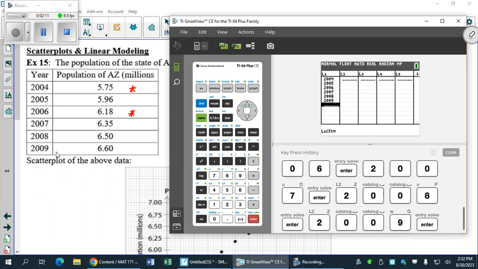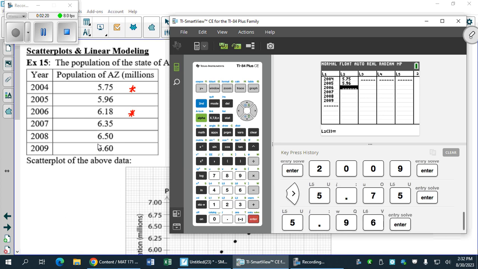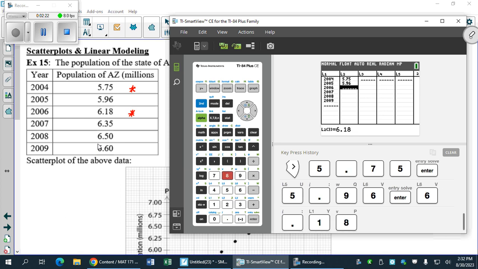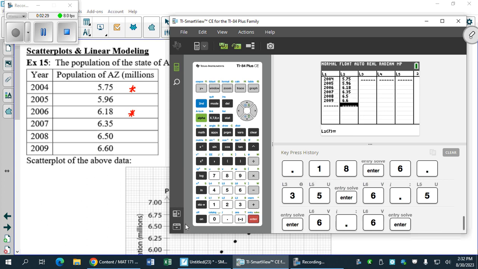And then once you've got your years in, I'm going to right arrow over to L2, and I'll put in the population of Arizona. Your 2 lists always have to be balanced. You can't have more in one list than the other. It's easy to mistype, so it's always a good idea to look at what you've inputted in your calculator versus the list itself.